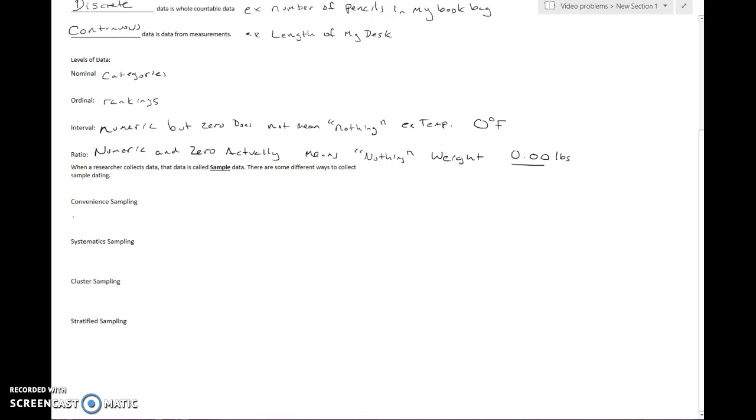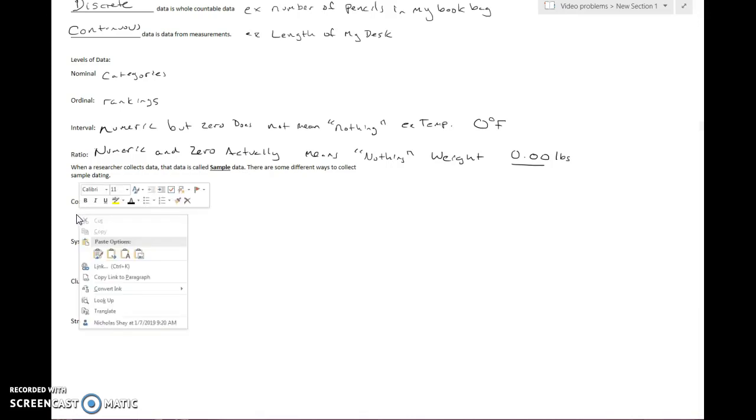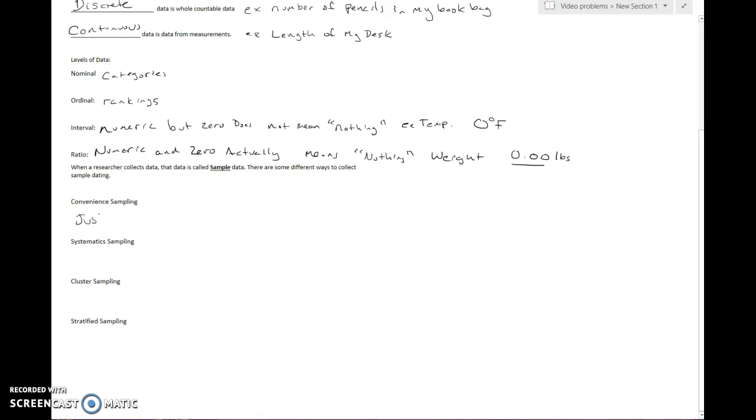Convenience sampling is the worst kind, but it's basically just get the data. An example would be calling your 3 favorite friends and asking them what their birthday is. That would be convenience because there really is no method to this. You're just kind of at random asking some people.